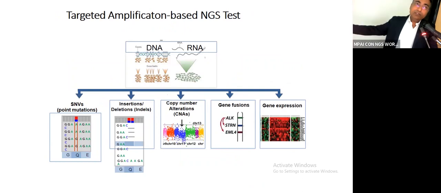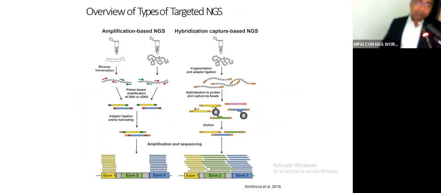And just to highlight, the targeted DNA and RNA-based approach gives you point mutations, indels, copy number variations, fusions, and gene expression; all can be done. This is what targeted DNA and RNA-based testing does at the clinical scale. And as Dr. Pratik also showed, you will be hearing about amplicon-based or hybridization-based capture. So there are two different types of panels you would be using, amplicon-based or hybridization-based.